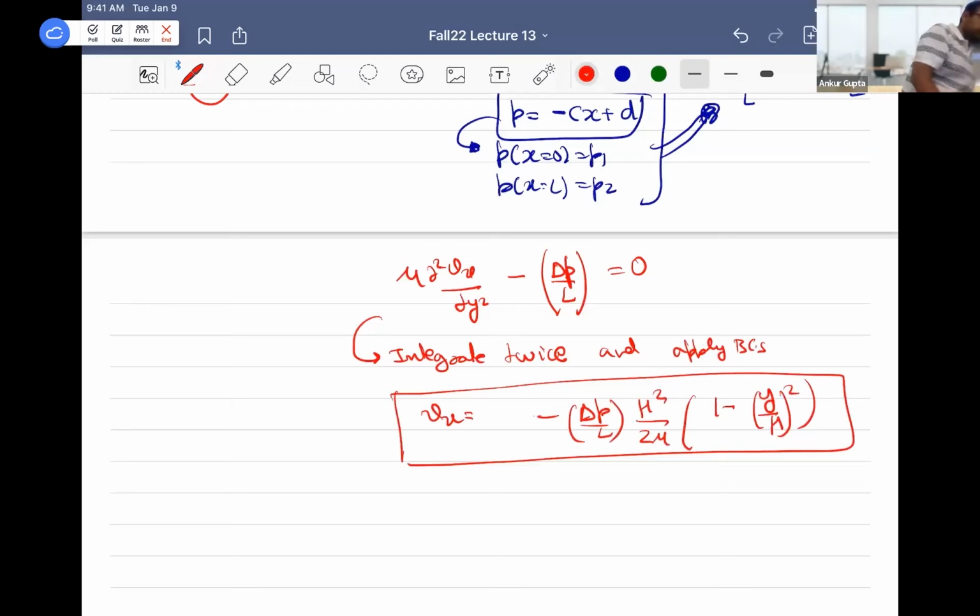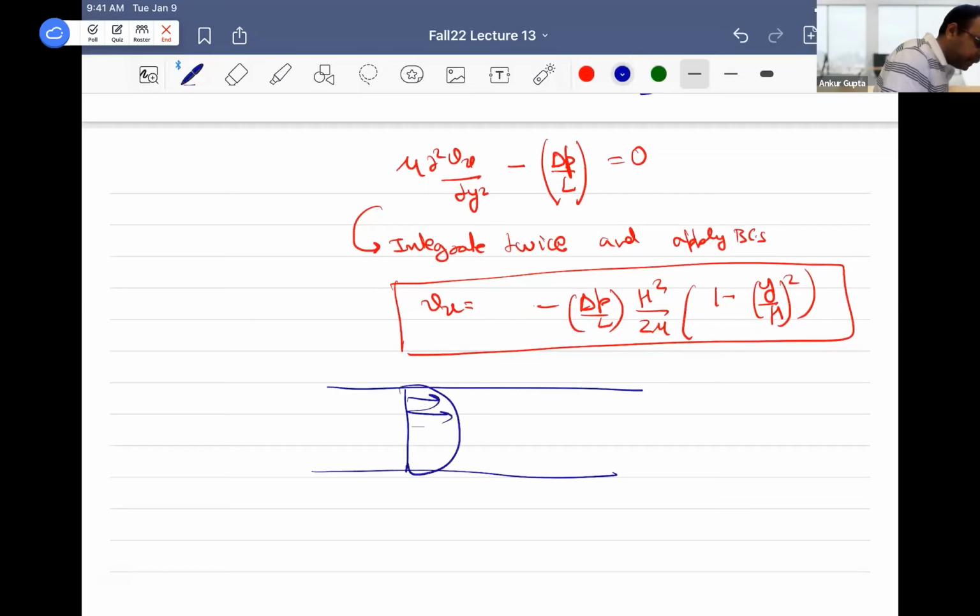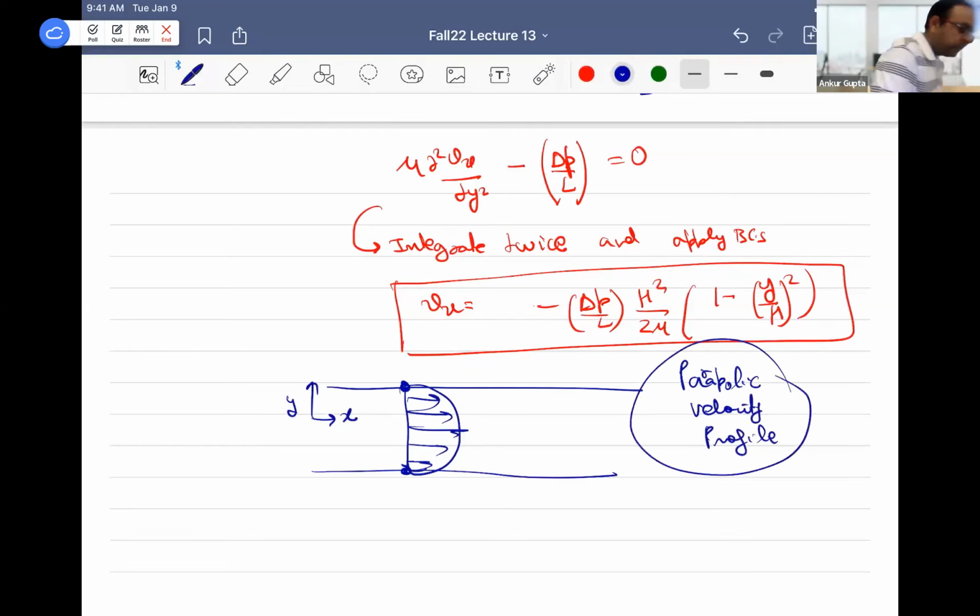Please do try this yourself, and you will be doing a very similar problem in your homework, but slightly more complicated than what we did in class. It's almost an extension of this. But the idea is that here you can expect that the velocity profile is parabolic, with no slip at the surface. So this is the y direction, this is the x direction, and so this is essentially a parabolic velocity profile.